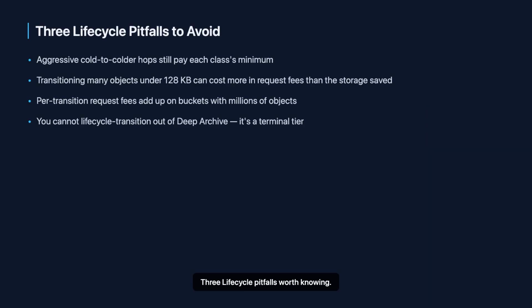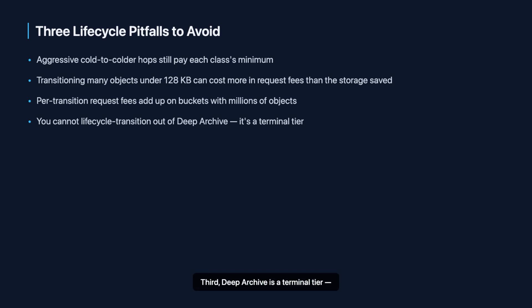3 lifecycle pitfalls worth knowing. First, hopping between cold tiers too quickly still pays each class's minimum, so the savings evaporate. Second, transitioning many objects smaller than 128 kilobytes can cost more in per-request transition fees than the storage you save, and those per-transition request fees add up fast on buckets with millions of objects.